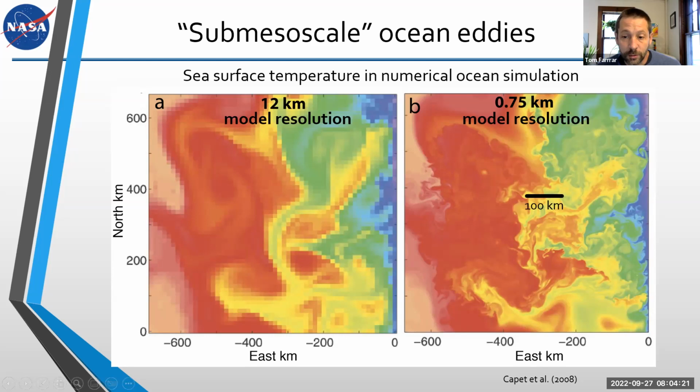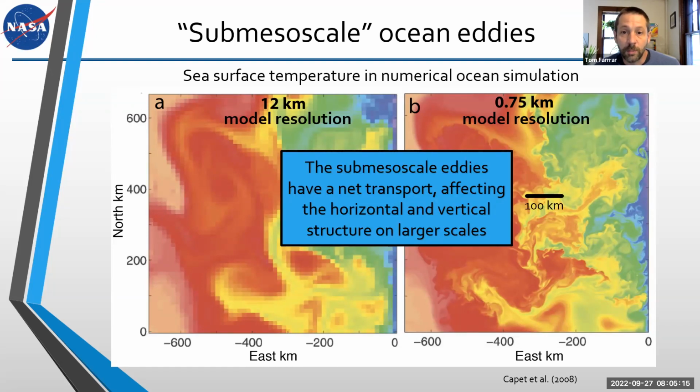This image shows sea surface temperature from the Capet et al. series of papers in 2008. On the left, we have a relatively high resolution model at 12-kilometer resolution sea surface temperature. And the thing that people have known for decades now is that as we increase the resolution of these ocean models, we start to see an eruption of fine scale variability that we call sub-mesoscales at scales of 100 meters to 10 kilometers. And we know that the sub-mesoscale eddies in these models do something important. They have a net transport, and they affect the horizontal and vertical structure of the upper ocean on much larger scales.